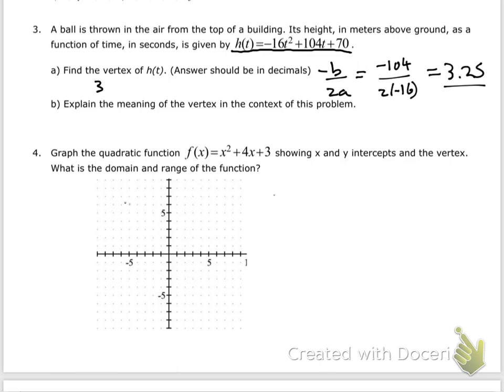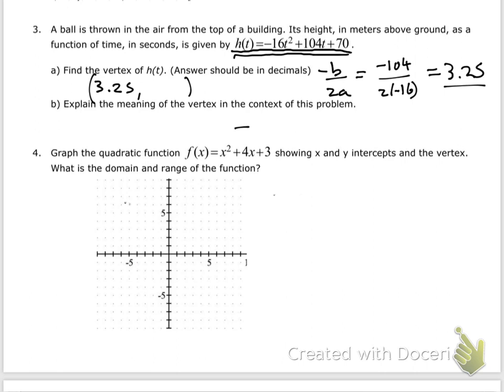So the vertex, I've got 3.25 as the x coordinate. Okay, if I plug that back into this particular function here, negative 16 times t squared, so time for calculator. Okay, so 3.25 squared times negative 16 will give me, so 3.25 times 3.25 times 16. That will give me negative 169.